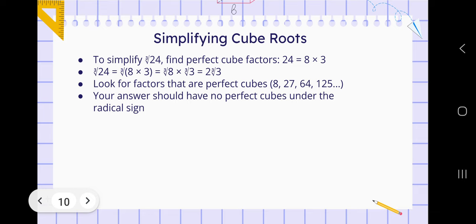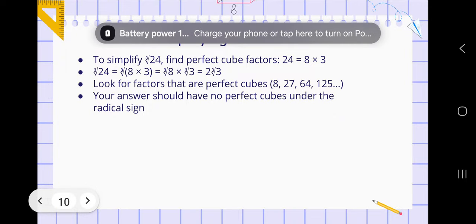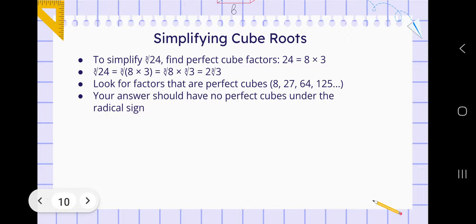Simplifying cube roots. To simplify the cube root of 24, find perfect cube factors. 24 equals 8 times 3. So the cube root of 24 equals the cube root of 8 times the cube root of 3, which is equal to 2 times the cube root of 3, which is how I say it. Look for factors that are perfect cubes: 8, 27, 64, 125, 216, 343, 512. Your answer should have no perfect cubes under the radical sign.